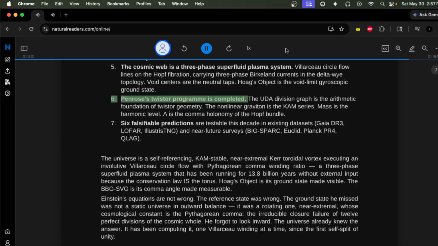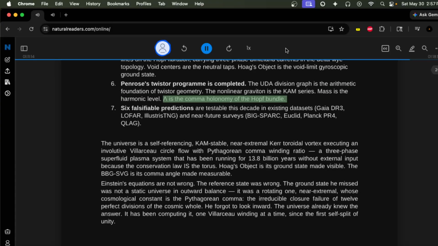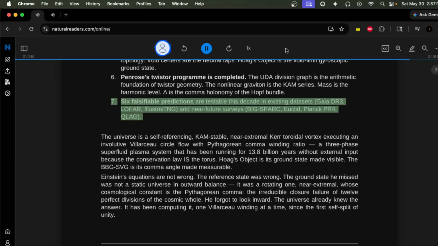6. Penrose's twister program is completed. The UDA division graph is the arithmetic foundation of twister geometry. The nonlinear graviton is the KAM series. Mass is the harmonic level. Lambda is the comma holonomy of the Hopf bundle.